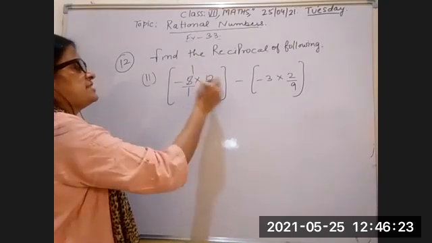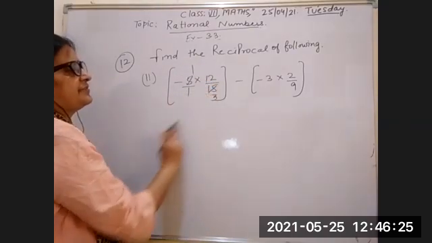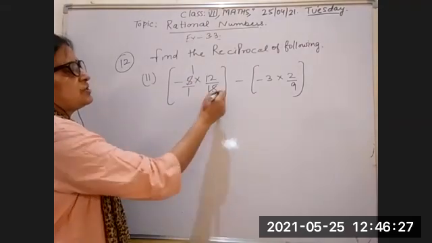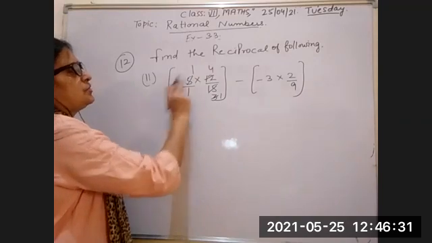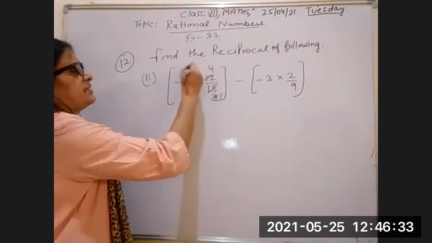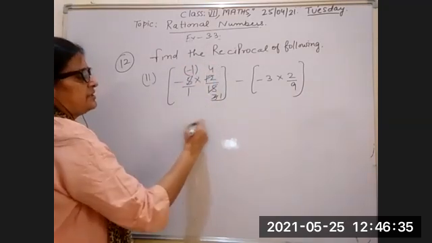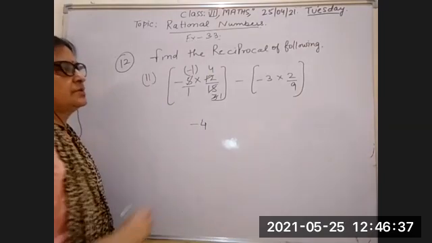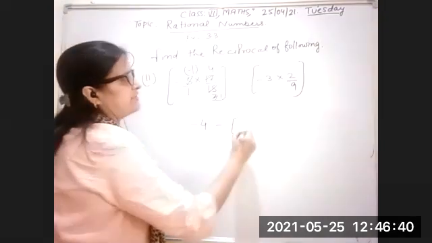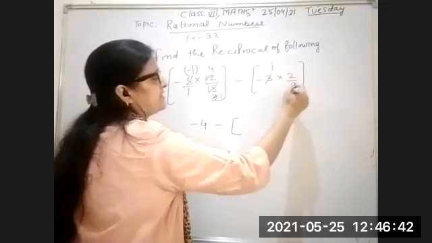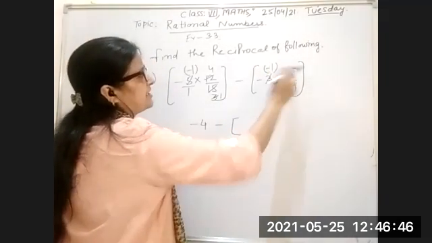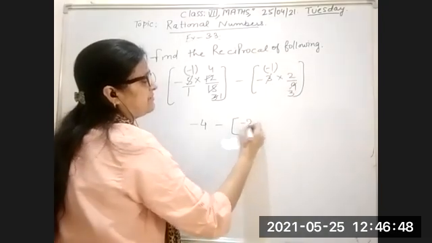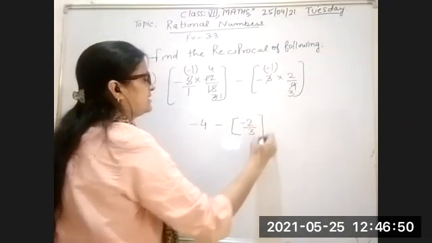So 5 1s are 5, 5 3s are 15. And 12 and 3 are also cancelled. 3 1s are 3, 3 4s are 12. So minus 1, when multiplied with 4, your answer is minus 4. Okay. And by solving this, 3 1s are 3, 3 3s are 9. And now when minus 1 is multiplied with 2, it becomes minus 2 upon 3.